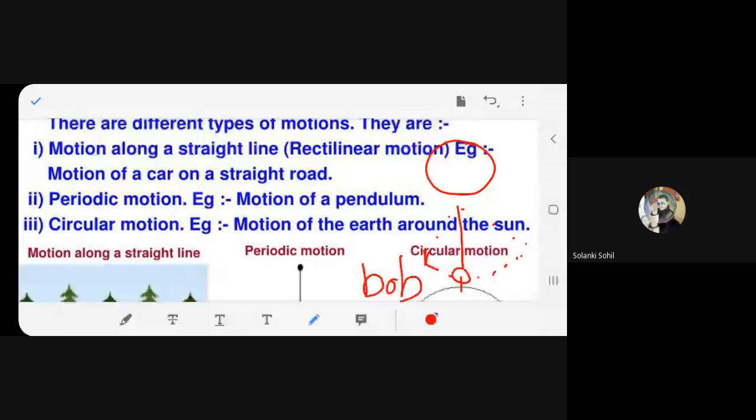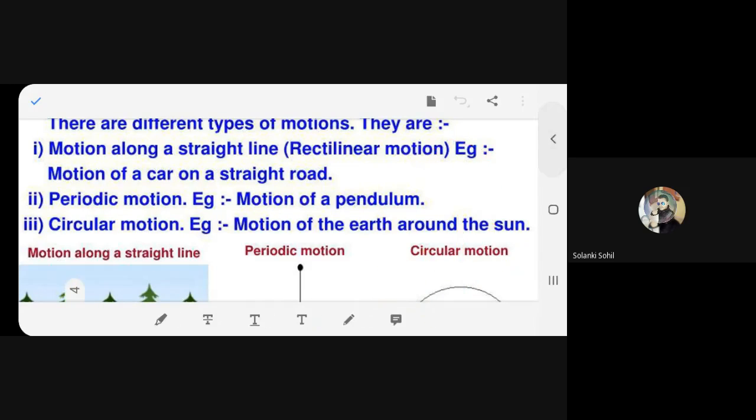For example, a swing, which is called jhula, is also periodic. You go back, then you come ahead, then again you go back, and you increase the speed, sometimes you decrease the speed. All these are periodic. Okay? So you have understood this?